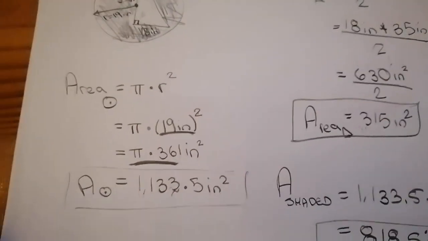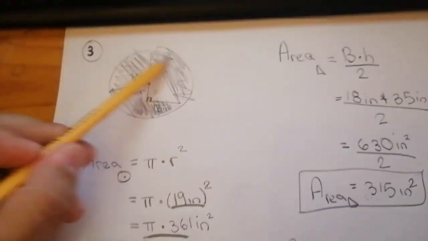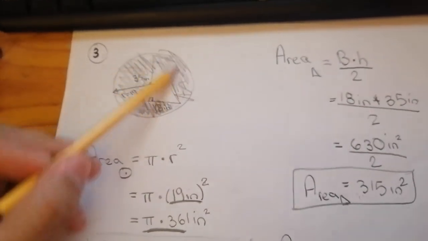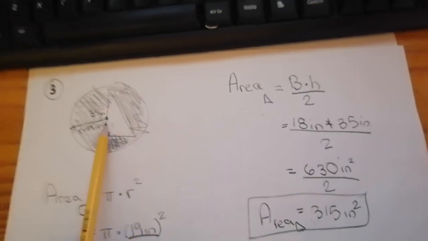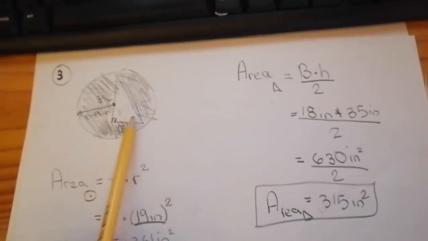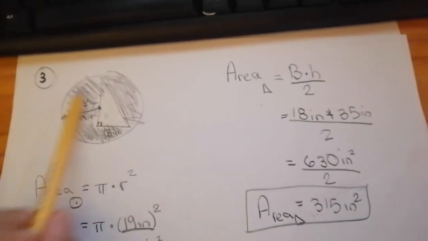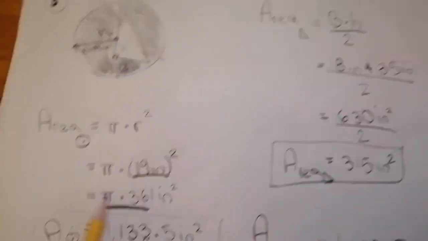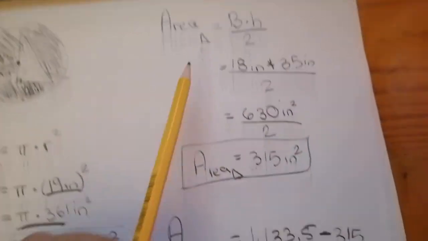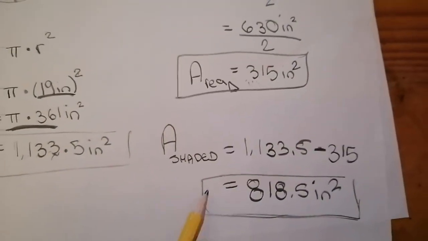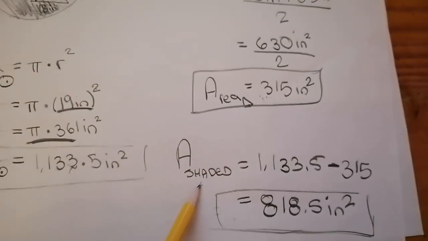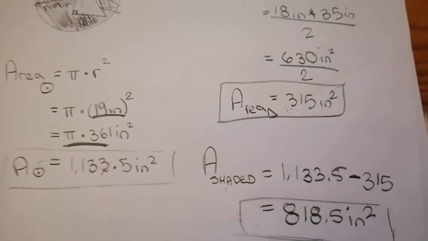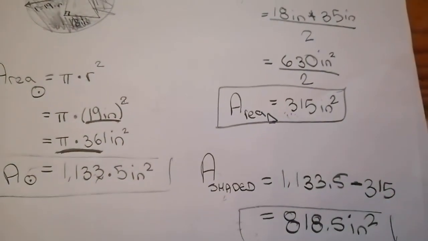So what I recommend is first find the area of the total of the larger figure, right? And then find the area of the smaller figure that's going to be subtracted from the larger. So we found the area of the circle, then the area of the triangle, and then we subtracted the areas, and that gave us the area of the shaded region. And that's pretty much the same thing for the rest of the exercises.